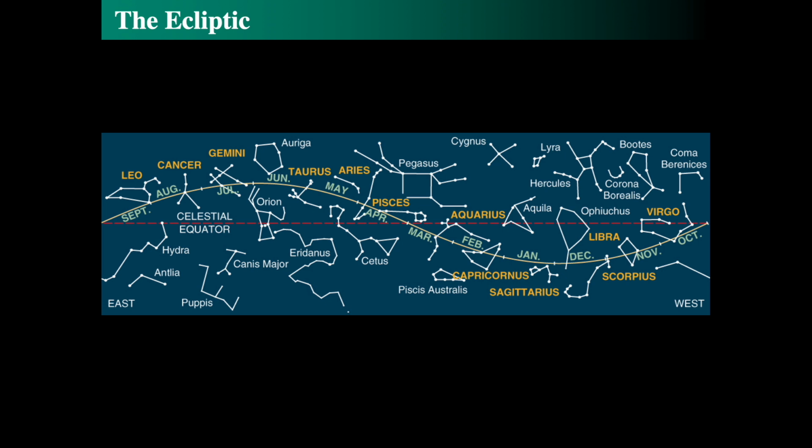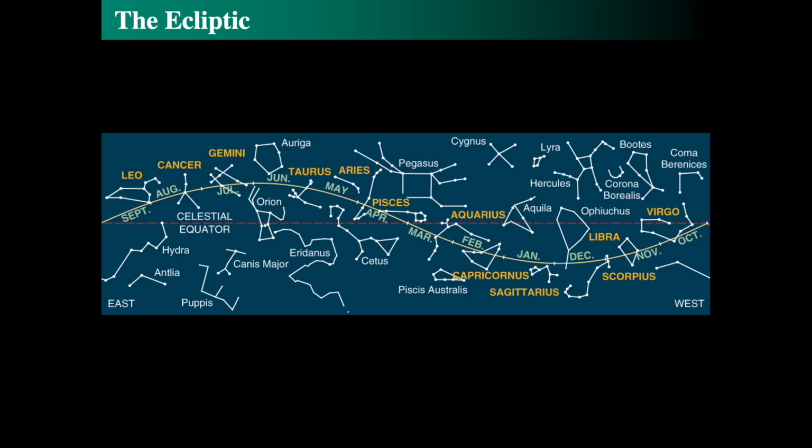The red dash thing is the celestial equator, which is the projection of the Earth's equator out into space. And the reason that the ecliptic, which is the path the sun takes around the sky, is different than the celestial equator is because the Earth's rotation axis is tilted with respect to its orbital axis. But more on that later.